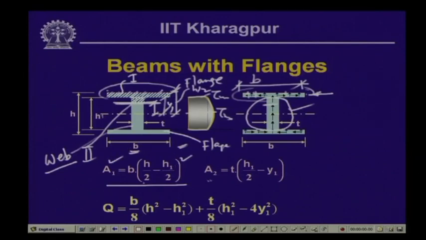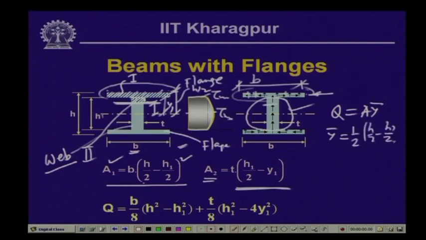For the second part, area A 2 is equal to the thickness t multiplied by h 1 by 2 minus y 1, which is this particular depth. As you know, Q is equal to A y bar. So, for the first rectangle, y bar will be equal to half of h by 2 minus h 1 by 2, which is the thickness, that is the distance of C g from the top or the bottom, and to that I add this particular distance, which is h 1 by 2.